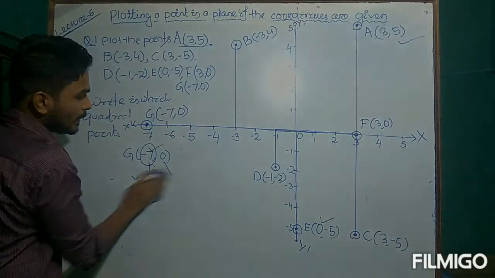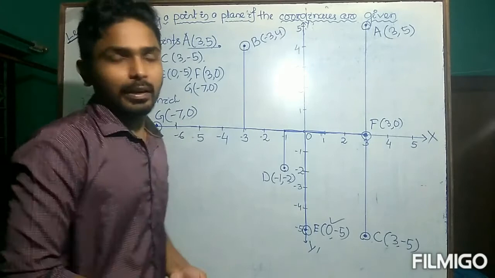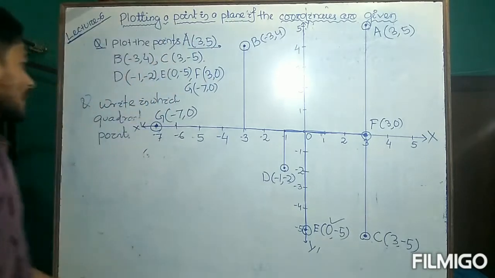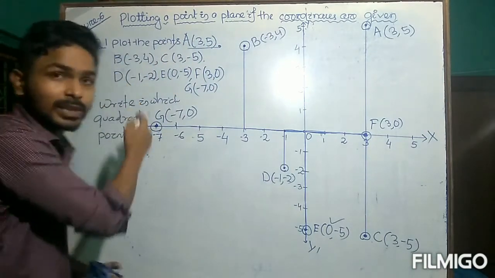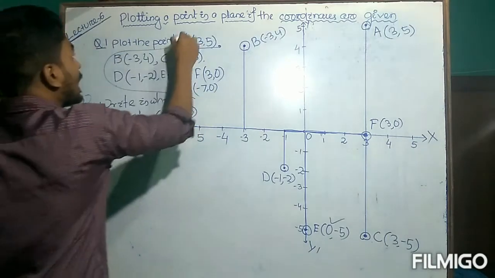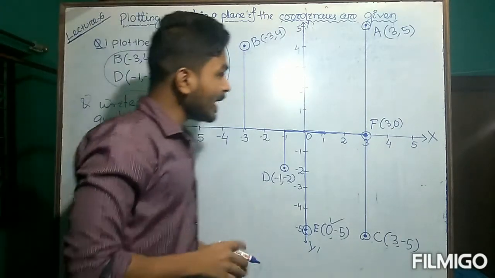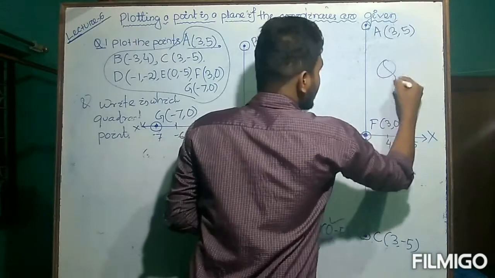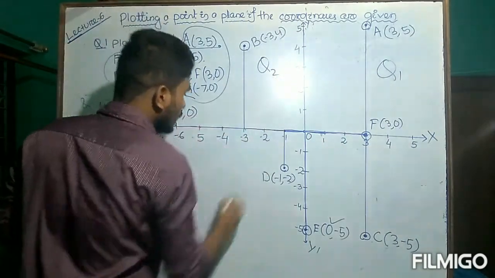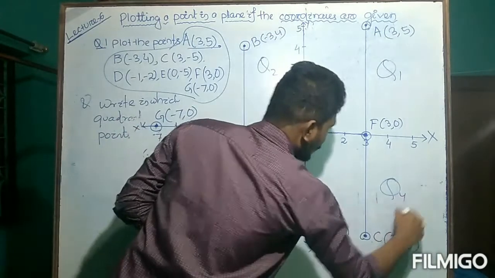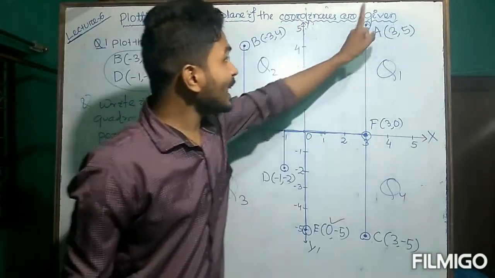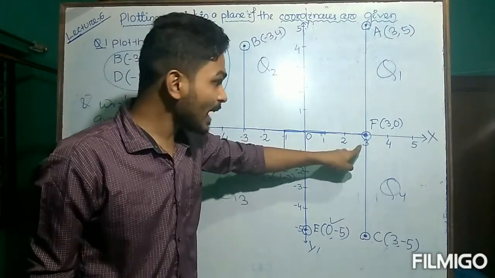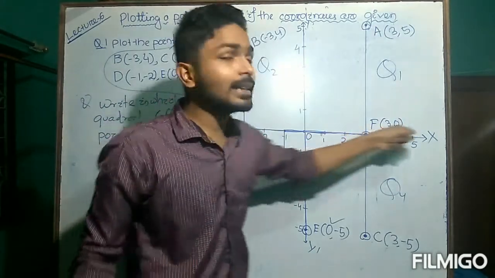Understood? So these are the points, and you can represent any point on the Cartesian coordinate plane if the coordinates are given. Okay. So now the next task is to write in which quadrant or on which axis those points will lie. Since this is quadrant 1, this is quadrant 2, this is quadrant 3, and this is quadrant 4. Now you see, the point A will lie in which quadrant? Quadrant 1. But not the point F. Point F doesn't lie in quadrant 1. It lies on the axis, that is the x-axis.